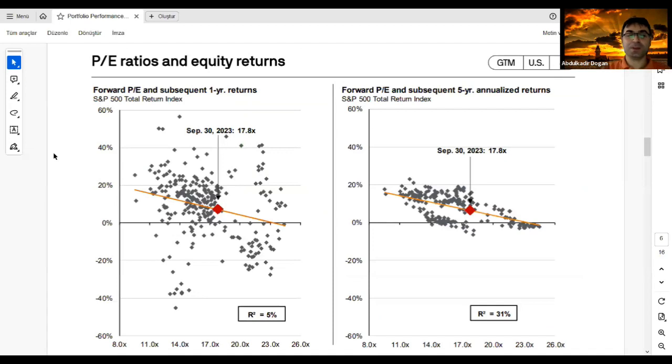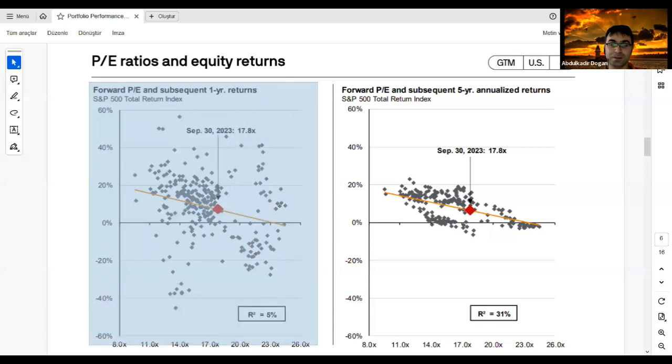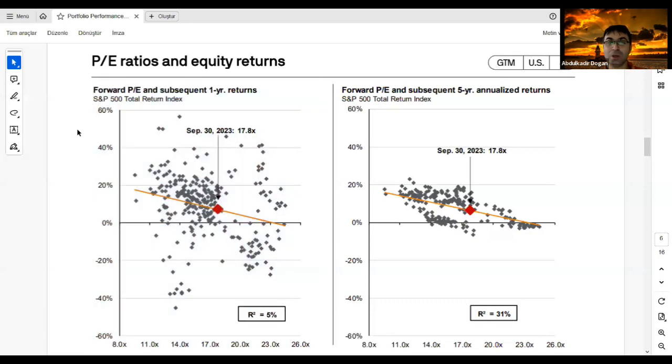So let's change the picture and look at the correlation and equity return analysis in the stochastic performance indicator. On the left-hand side, on this chart, you can take a look at the forward price earning ratio and the subsequent 1-year return. As you see, they have a negative correlation. If the price earning ratio is higher, your return is less.